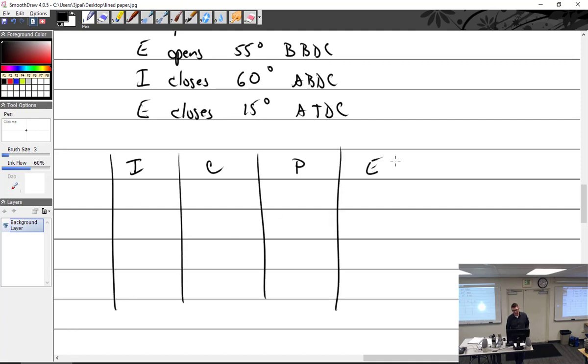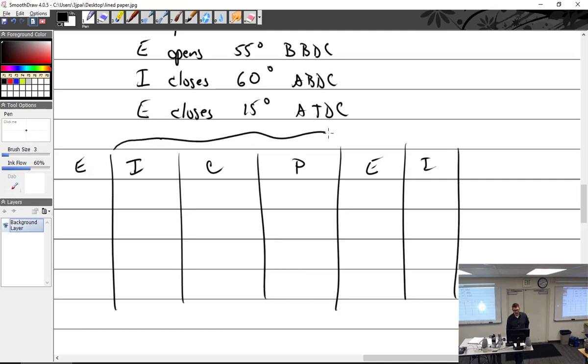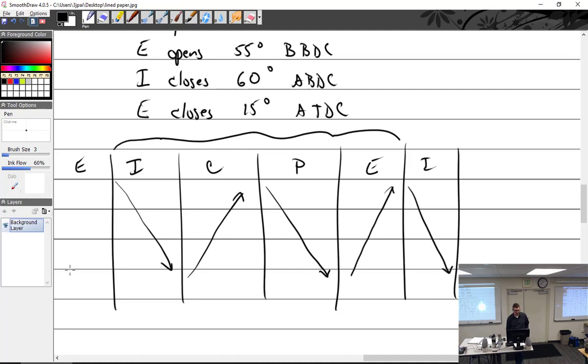Kind of make those right there. If you feel like it, you can put exhaust over here, and you can put intake here, duplicate it, but right here's our 1, 2, 3, 4 strokes. Intake is going to draw air in, so the piston is moving down. Compression, the piston moves up. Power, piston moves down. Exhaust, it moves up.